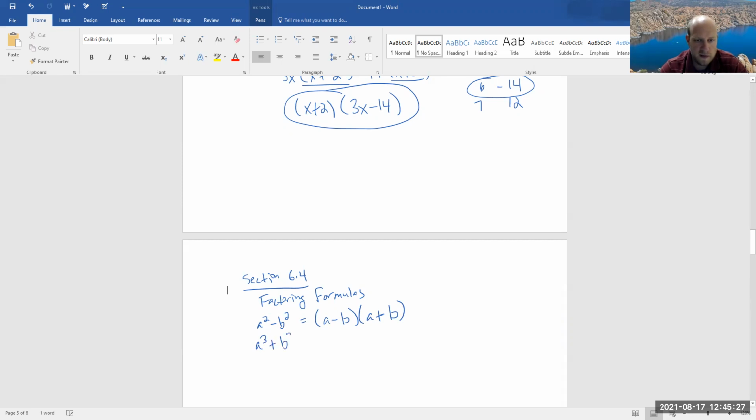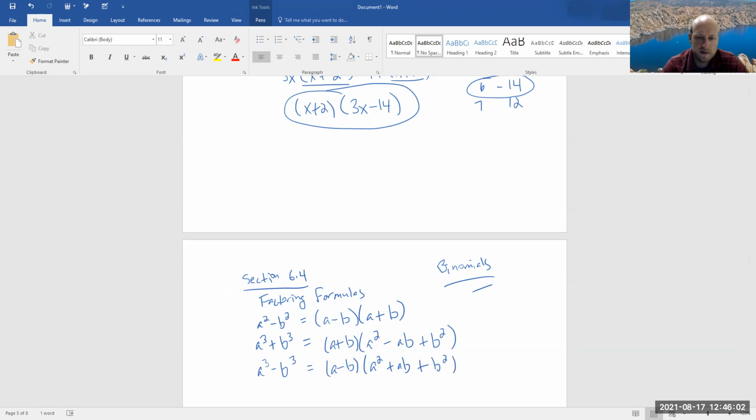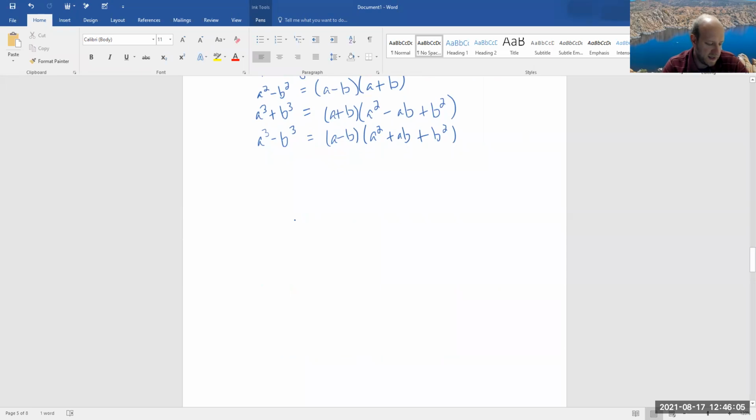And then we had a sum of cubes. And this is only when we were looking at binomials. So the sum of cubes looked like a plus b times a squared minus ab plus b squared. And then the other formula was a to the third minus b to the third. So a difference of cubes was a minus b times a squared plus ab plus b squared. Okay, so those are the formulas that we worked on.